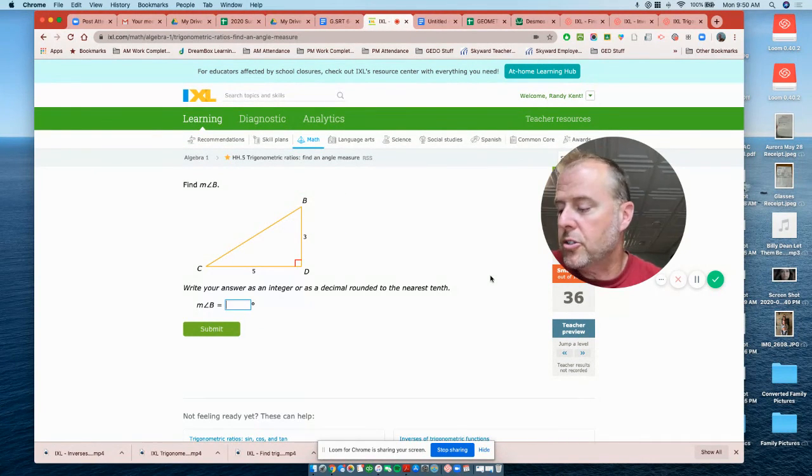And it will be more of that, just using sine, cosine, and tangent to find the angle measure. Good luck.